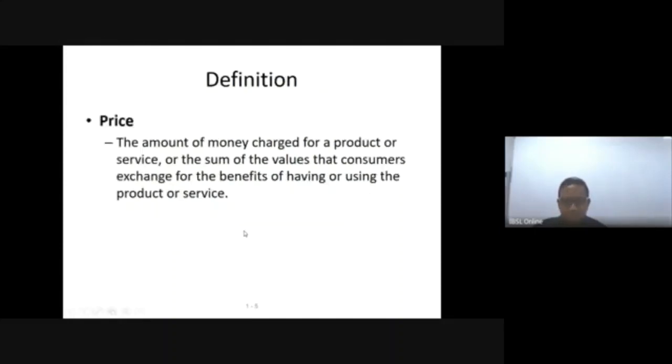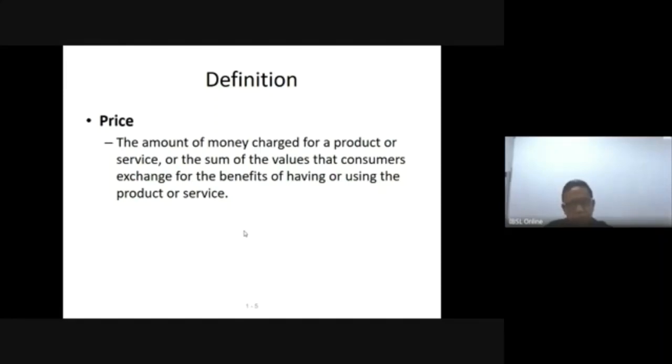You know, the price, what is price? Price is the amount of money charged for a product or service, or the sum of the values that consumers exchange for the benefit of having or using the product or service. Now as I said, in the marketing mix, when we implement the marketing strategies, we are using the 7P's. The 7P's model we call it: product, price, place, promotion, people, processes, and physical evidence.